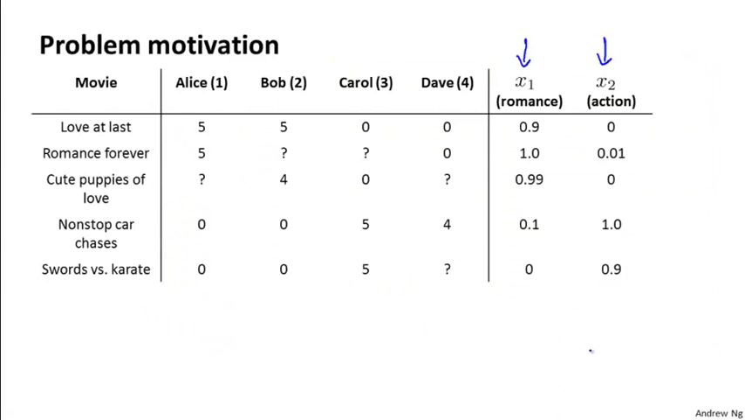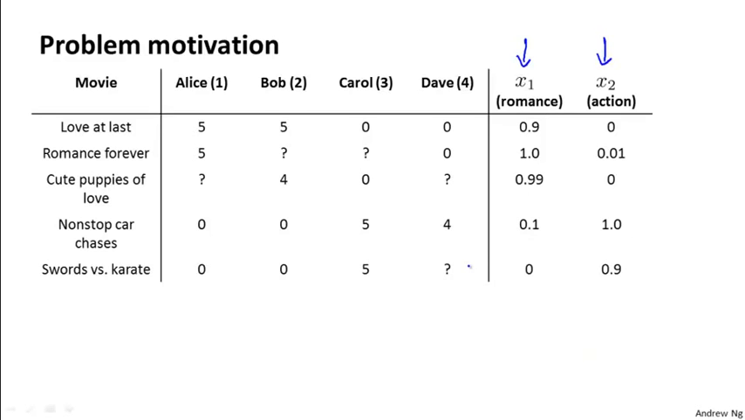But as you can imagine, it can be very difficult and time-consuming and expensive to actually try to get someone to watch each movie and tell you how romantic each movie is and how action-packed each movie is. And often you want even more features than just these two. So where do you get these features from?